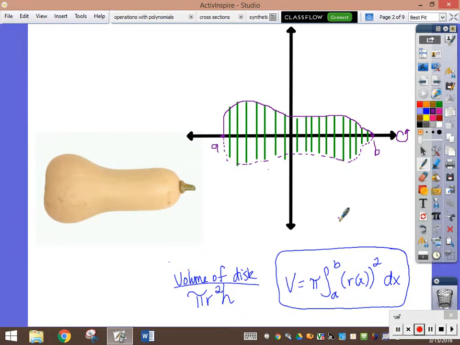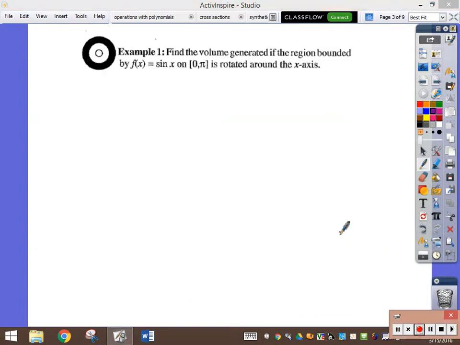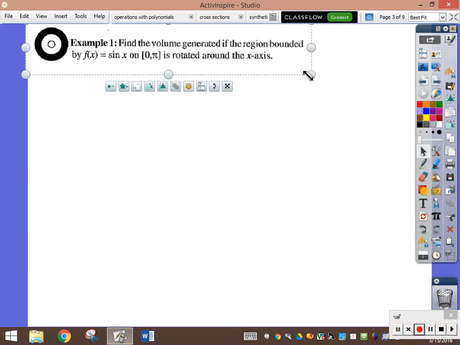We take a region, we rotate around the axis, create disk cross sections, and then use that volume formula for the integral. So let's look at an example problem. This problem is out of a book called Master the AP Calc Exam by Michael Kelly, and it's a really good straightforward problem to start with when learning about the disk method.